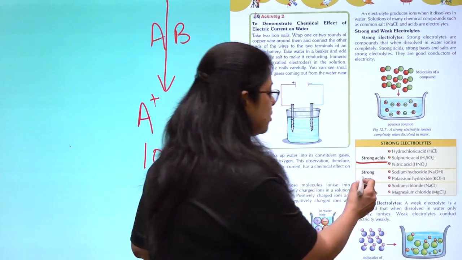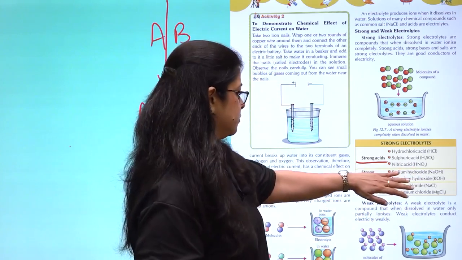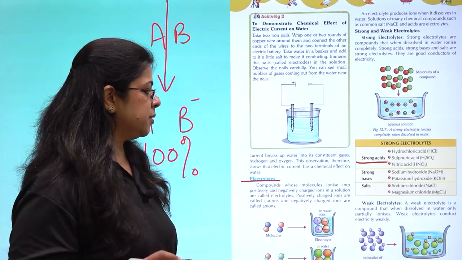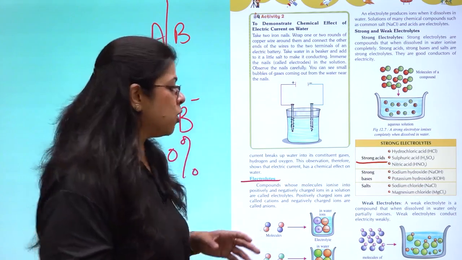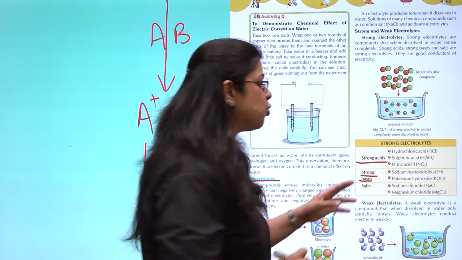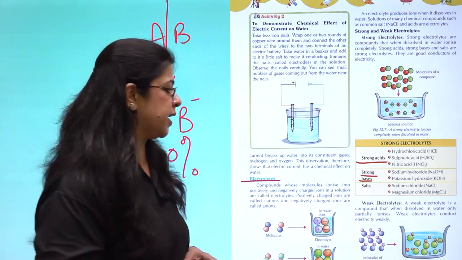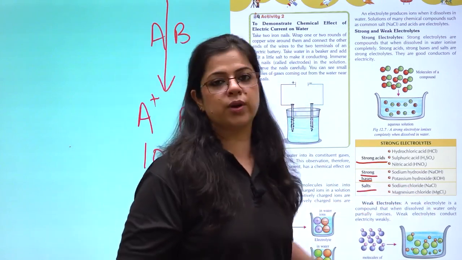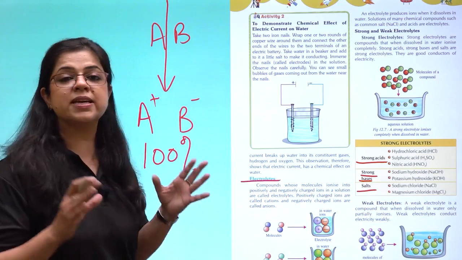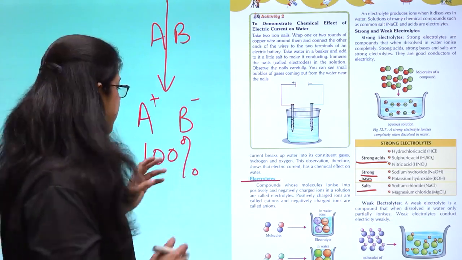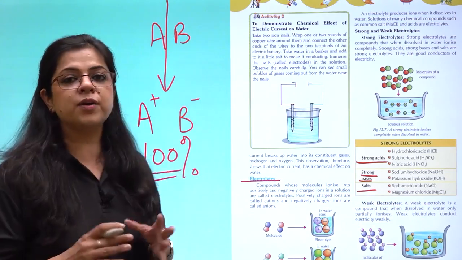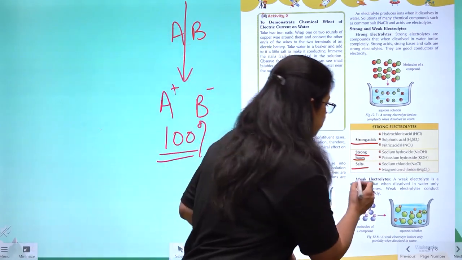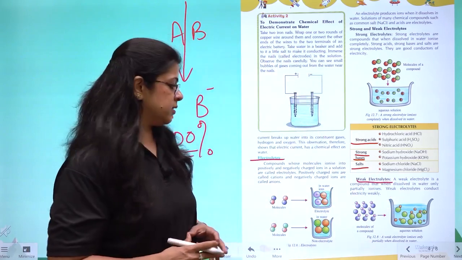They can also be strong bases like sodium hydroxide, potassium hydroxide, or salts such as sodium chloride or magnesium chloride. Now, in case when electricity is passed through an electrolyte and it does not break up 100%, it only gives a little percentage of ions, they are known as weak electrolytes.